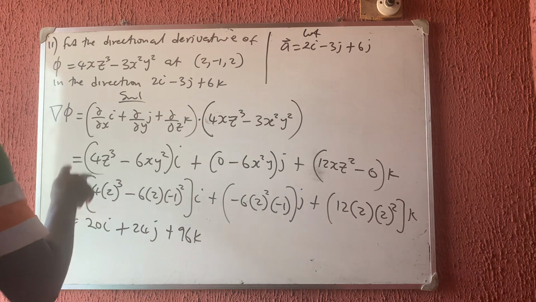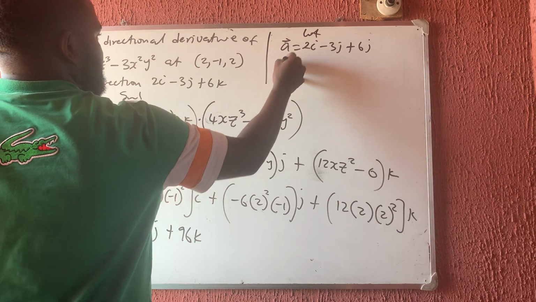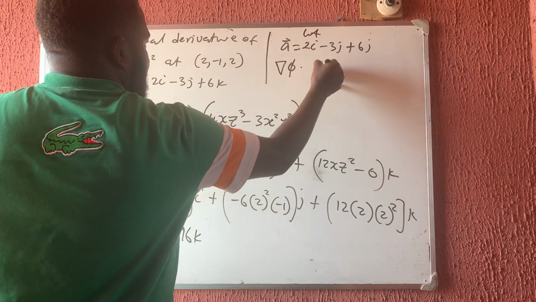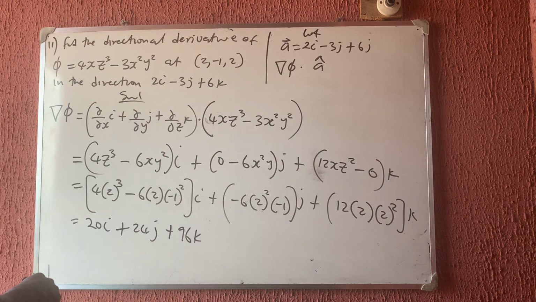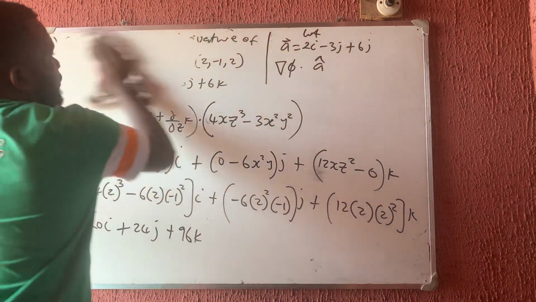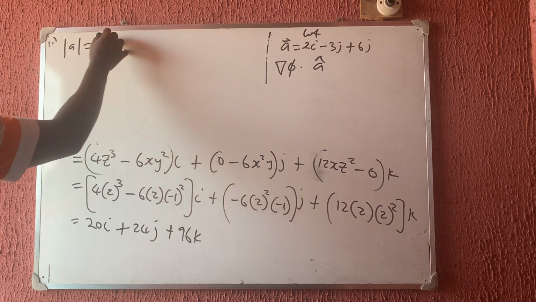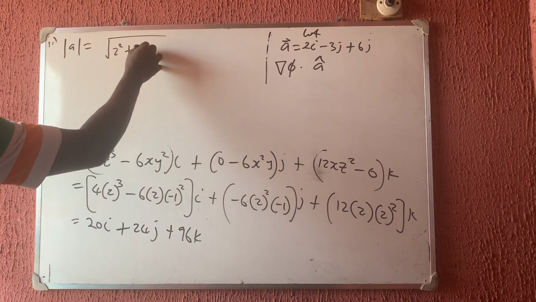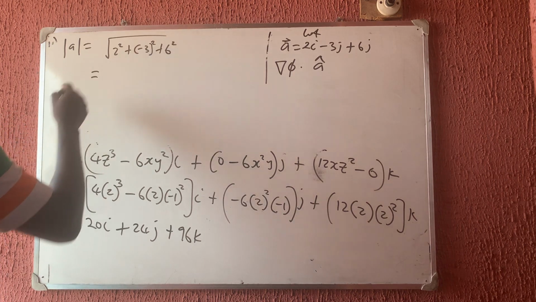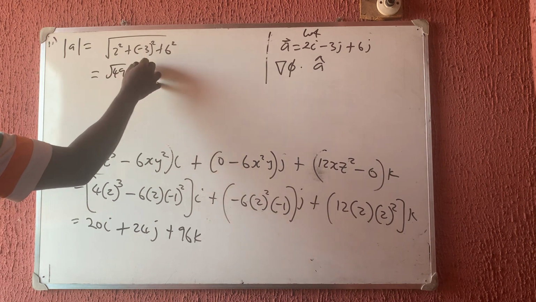Okay, now the direction of this one on this one means this one dot the unit vector of this particular person. All right, so which is what? So first of all, we need to get the magnitude of this man. So the magnitude of a will now be the square root of 2 squared plus minus 3 squared plus 6 squared, which will give you 2 squared plus 3 squared plus 6 squared. I have 49. So the square root of 49 is 7.